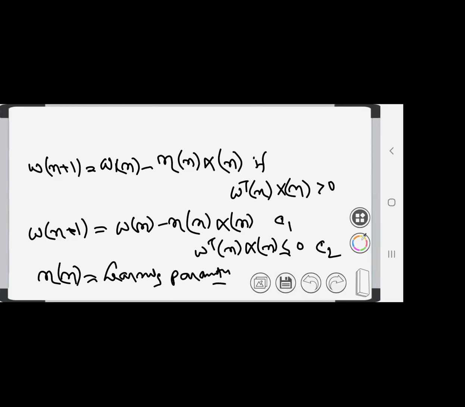Okay, that controls the adjustment applied to the weight vector at the nth iteration. Now, if eta n is equal to eta greater than 0, where eta is a constant independent of the iteration number n, then we have a fixed increment adaptation rule for the perceptron.